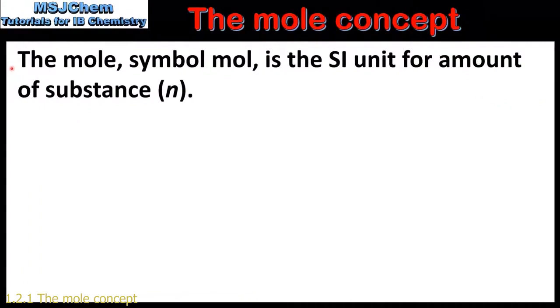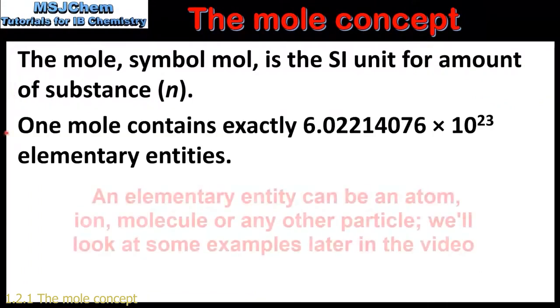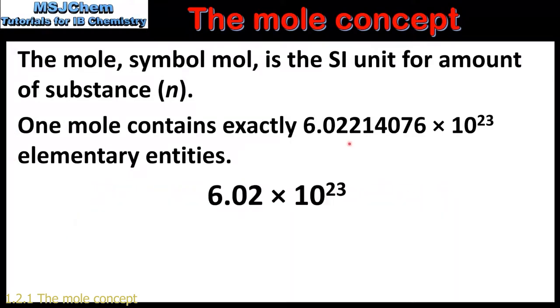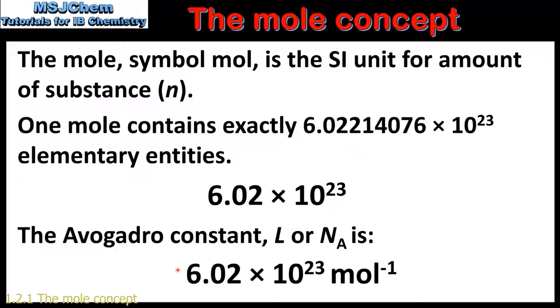The mole is the SI unit for amount of substance. 1 mole contains exactly 6.02214076 times 10 to the 23 elementary entities. This number, which is known as the Avogadro number, is usually rounded to 3 significant figures, which we can see here. The Avogadro constant, which is given the symbol L or N_A, is numerically equivalent to the Avogadro number. The difference between the two is that the Avogadro number is dimensionless, in that it has no units. The unit of the Avogadro constant is the reciprocal of the amount of substance.